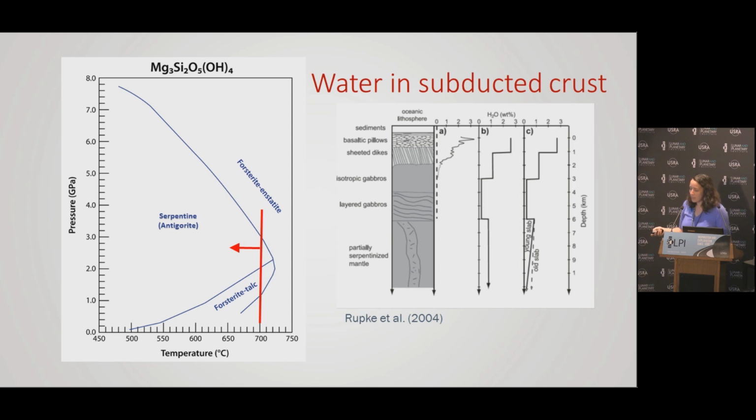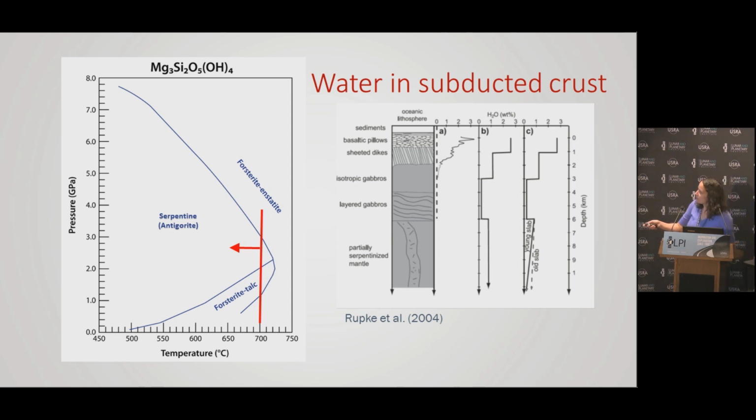Now the ingassing rates for these models depend on the amount of volatiles you're delivering into the mantle, and that depends on the amount of water that is in the crust that you're subducting. So this is a model for the various sediments and layers that are within a subducting slab. So we have sediments that contain a lot of water in the pore spaces, sheeted dikes and gabbros that contain a lot of hydrated minerals, and then some partially serpentinized lithospheric mantle. And so what we have here is a schematic for the amount of water that's in these various layers in the subducting slab.